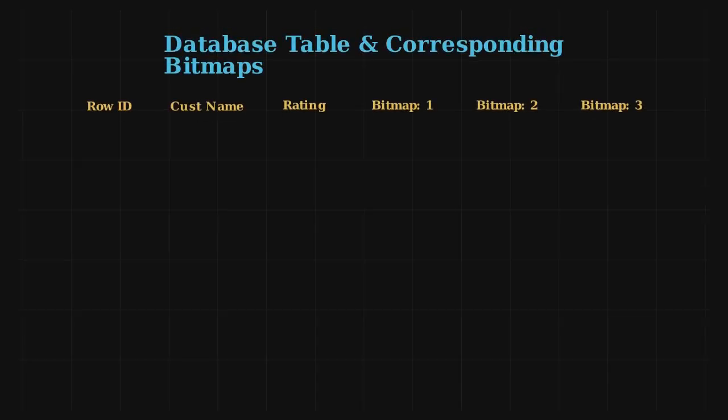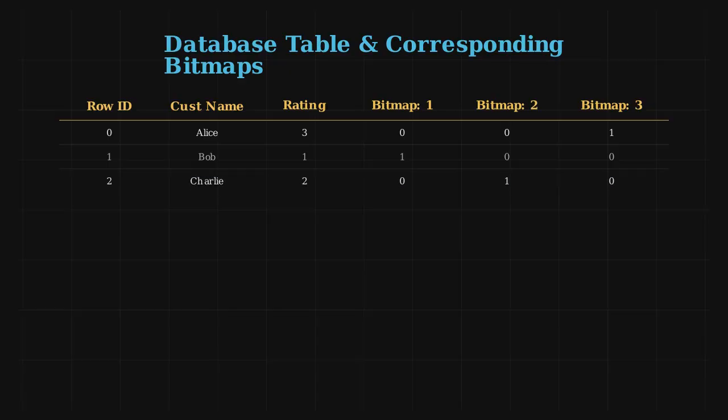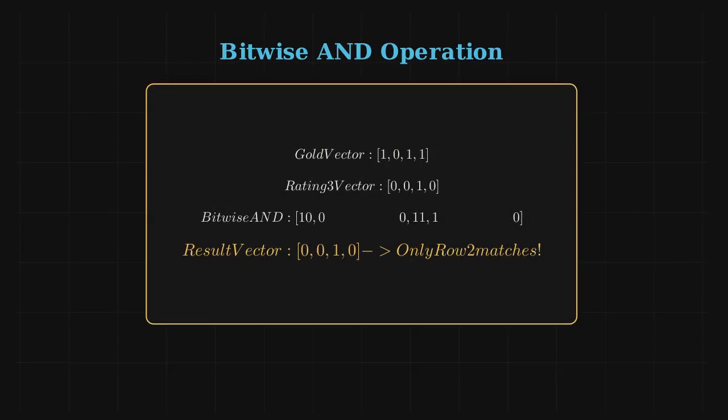Consider a table of customers with ratings from 1 to 3. A bitmap index constructs a distinct bit vector for each unique rating value. If row 3 has rating 2, its corresponding bit in the rating 2 vector is set to 1, while others are set to 0. The true power of bitmaps lies in multi-attribute queries.